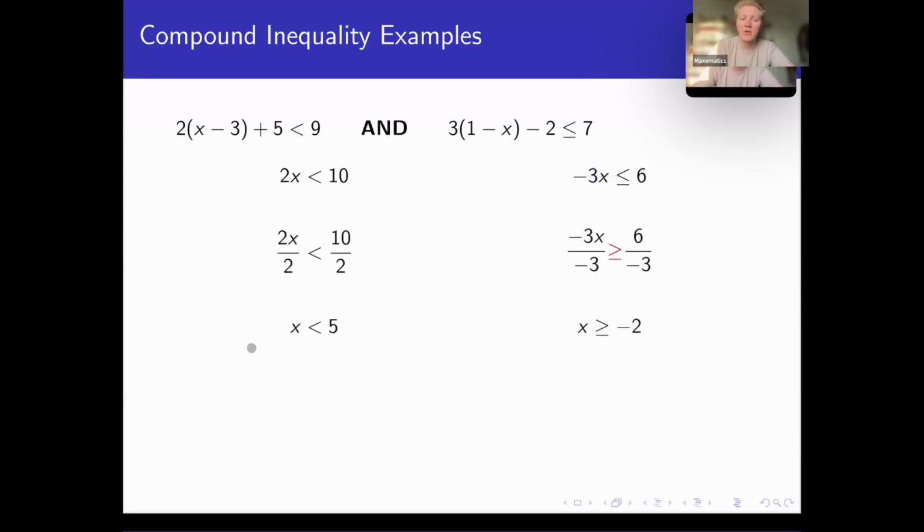All right, so this says everything to the left of 5. This says everything greater than -2. And now what we want is the intersection of these things. What do they have in common? Okay. I'm going to go to the whiteboard just for a moment just to show you what this one looks like. I'm not going to do it for the next one, but just so you have an idea.